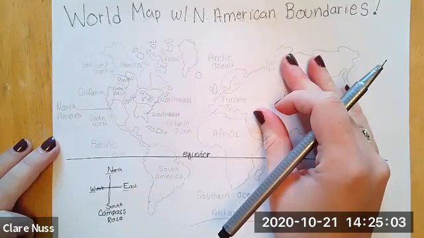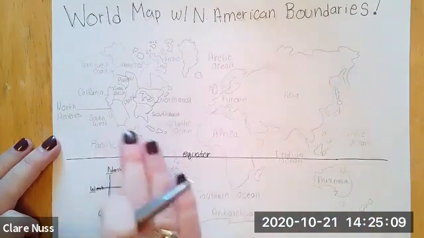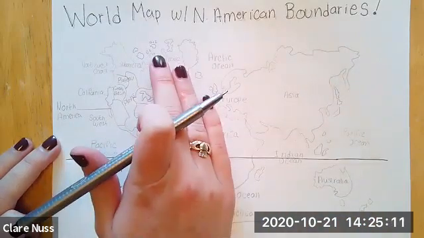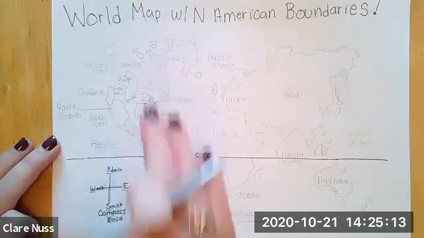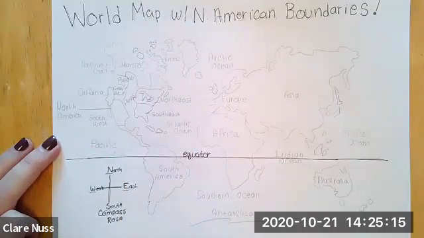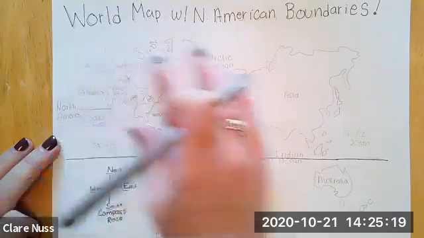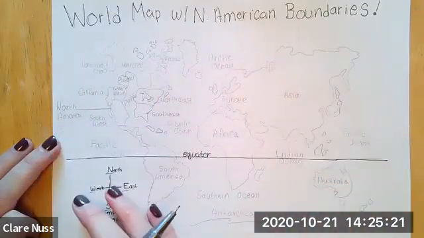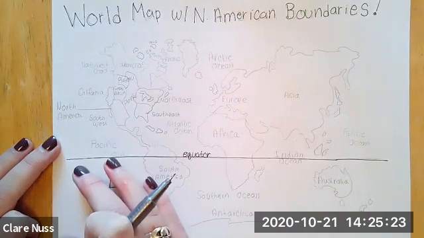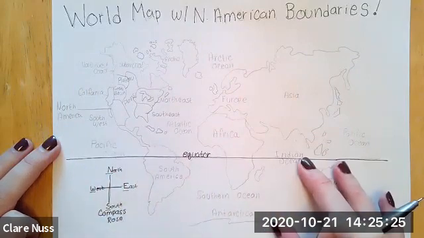Will you say hemispheres with me? Hemispheres. Will you say hemispheres to your toes? Hemispheres. We have the northern hemisphere, which is above the equator, and we have the southern hemisphere, which is below the equator. This is the, say it with me, northern hemisphere. This is the southern hemisphere. Say it with me, southern hemisphere.